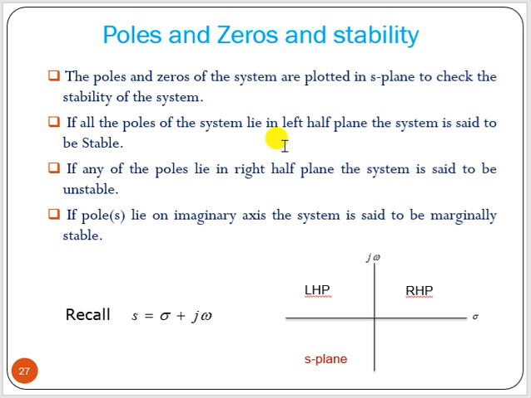Okay. Now poles, zeros and stability. Poles and zeros of the system are plotted in the S plane to check the stability of the system also. If all the poles of the system lie in the left half plane, the system is said to be stable. Okay, that means all the poles in the left half plane, then it is a stable system. If any pole lies in the right half plane, then the system is said to be unstable. If poles lie on the imaginary axis, the system is said to be marginally stable. Sometimes it can be unstable also.